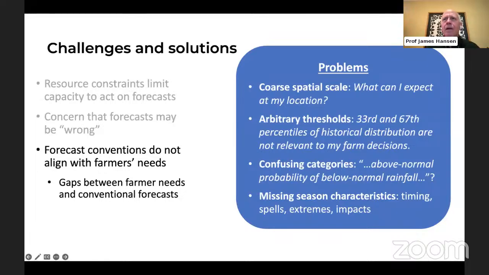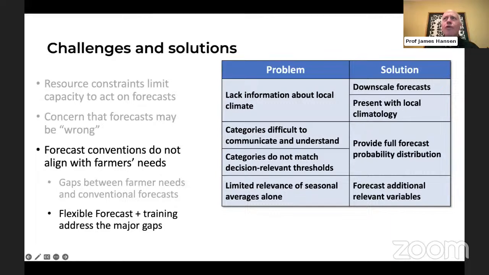Fortunately, advances in climate science, climate prediction, but also new formats for presenting climate information are starting to address these problems. So lack of information about local climate can be solved by downscaling the format to a local scale based on historical climate records at or near the farmer's location, but also presenting the forecast with information about the local climate variability.